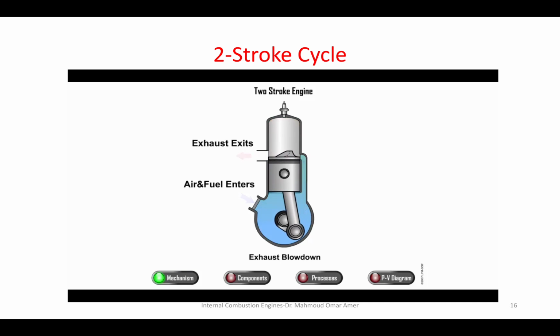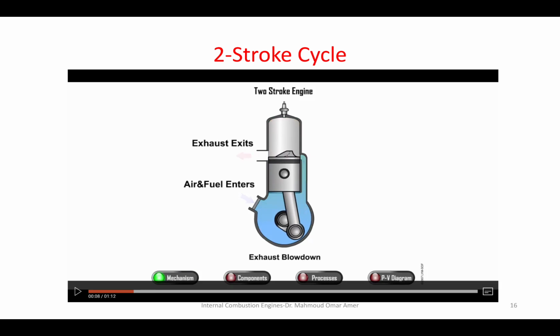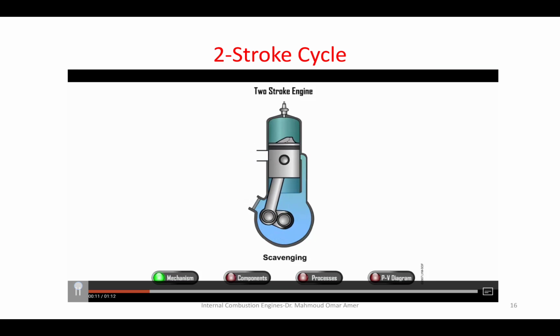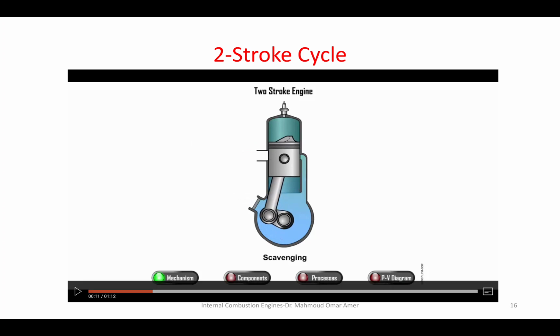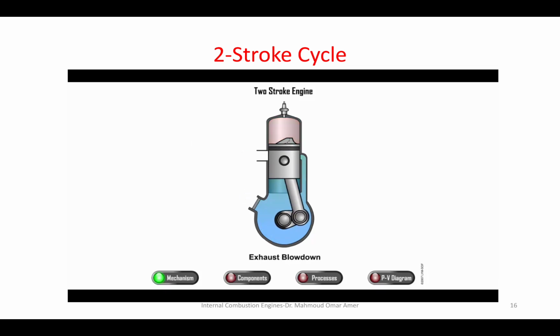Okay? So, in the same stroke, you do intake and exhaust at the same time. Let's continue. Now, the piston moves up. As it covers both the exhaust and the intake, it starts the compression. At the top dead center, spark is ignited and the power is generated, and the process repeats itself.